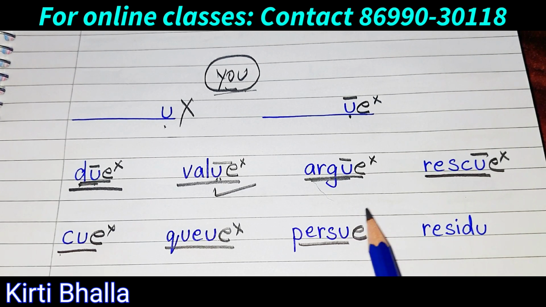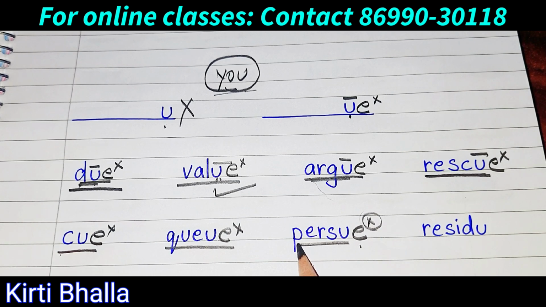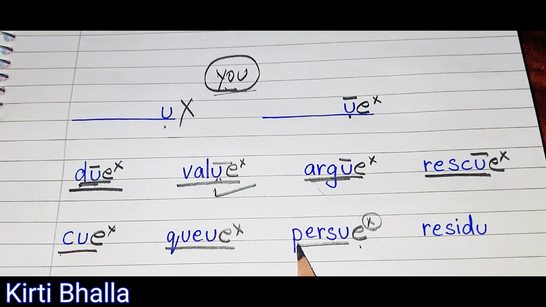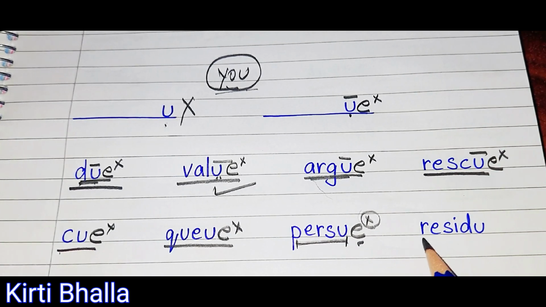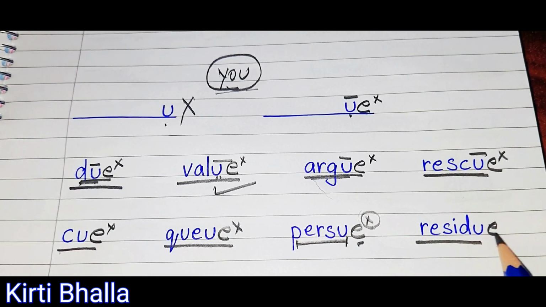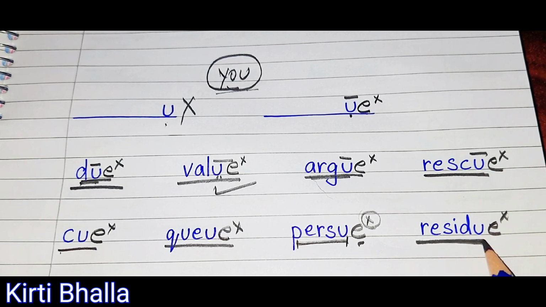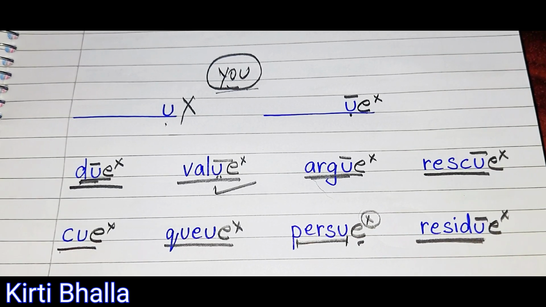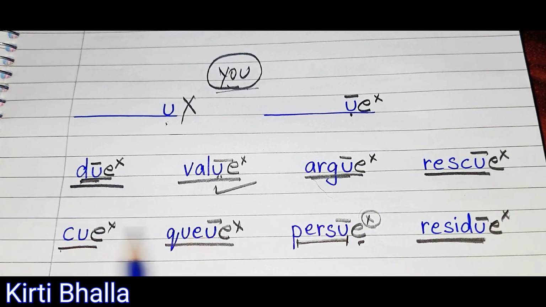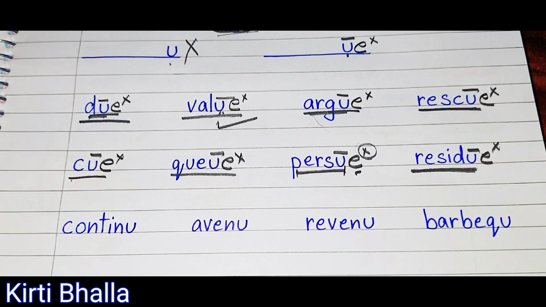Don't put this cross when you're writing. I'm just explaining that we don't have to read the sound. We have to start reading the word from here up till here, and we will not read this. Next is residue. Again, E at the end, it will be silent, residue. We will read the word till here. Pursue, cue.